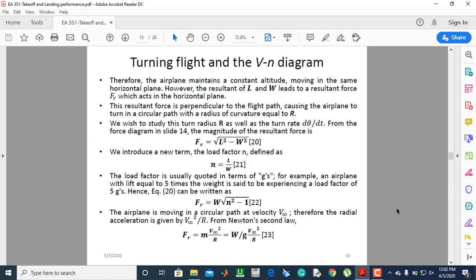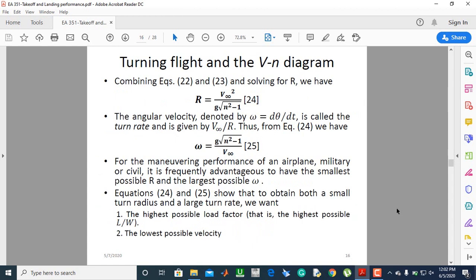Now if you equate equation 22 and equation 23, because both of these equations stand for one and the same expression, and if you do that, you will get equation 24, where you cancel out the weight and make R the subject. So the turn radius is equal to the flight speed squared over the gravitational acceleration multiplied by the square root of the load factor squared minus 1.